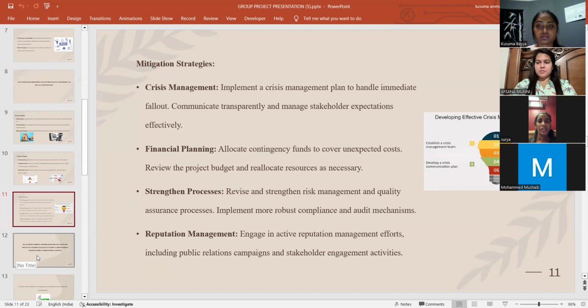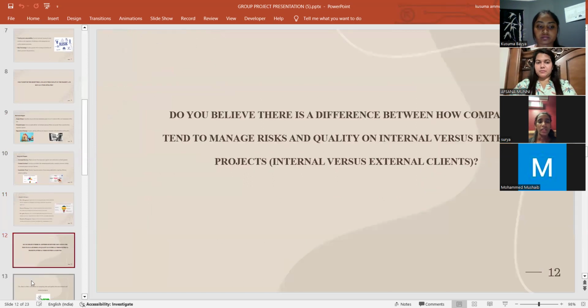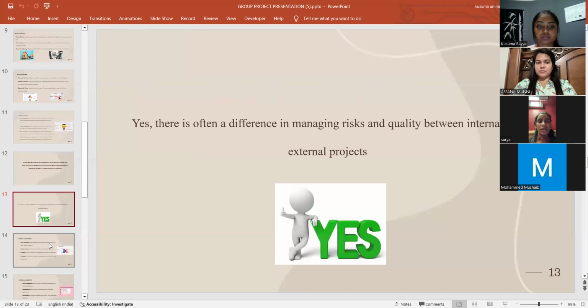And coming to internal versus external clients, do you believe there is a difference between how companies tend to manage risk and the quality of internal versus external projects? And coming to the next slide, there is often a difference in managing risk and quality between internal and external projects.